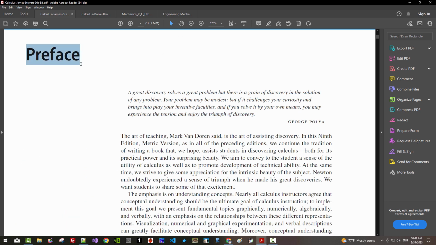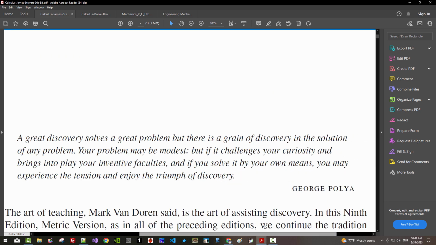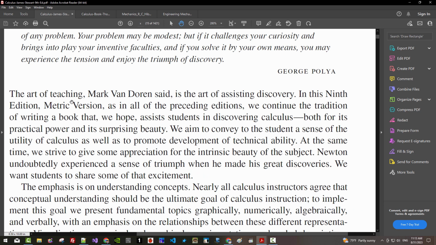Don't skip the preface. Once you read one passage, think about what the passage says to you. After each passage, think what the passage is saying to you. The art of teaching, Mark Van Doren said, is the art of assisting discovery.